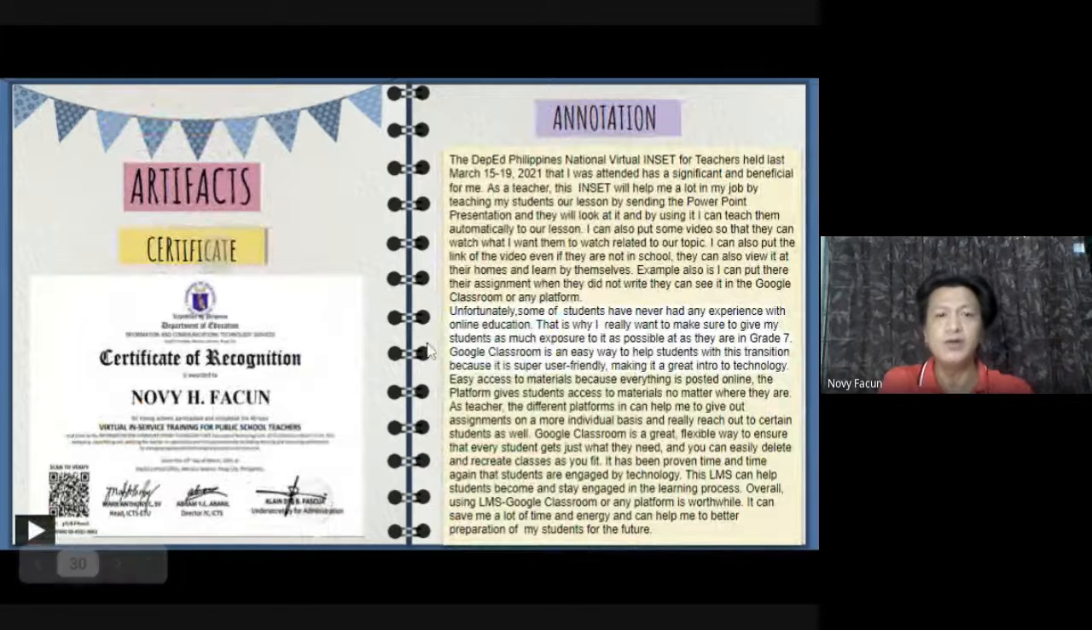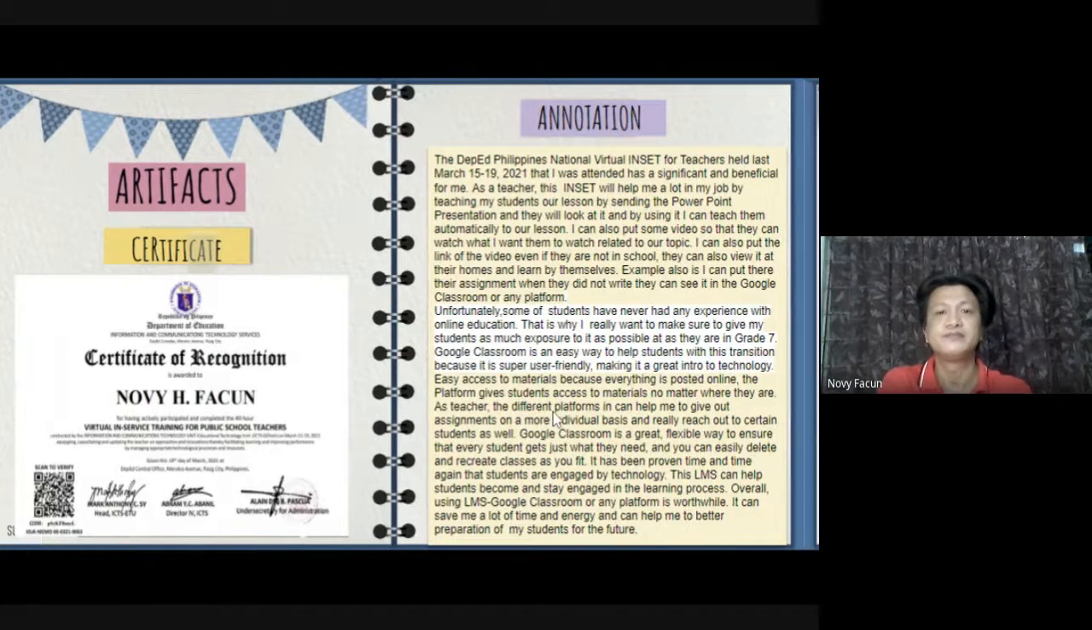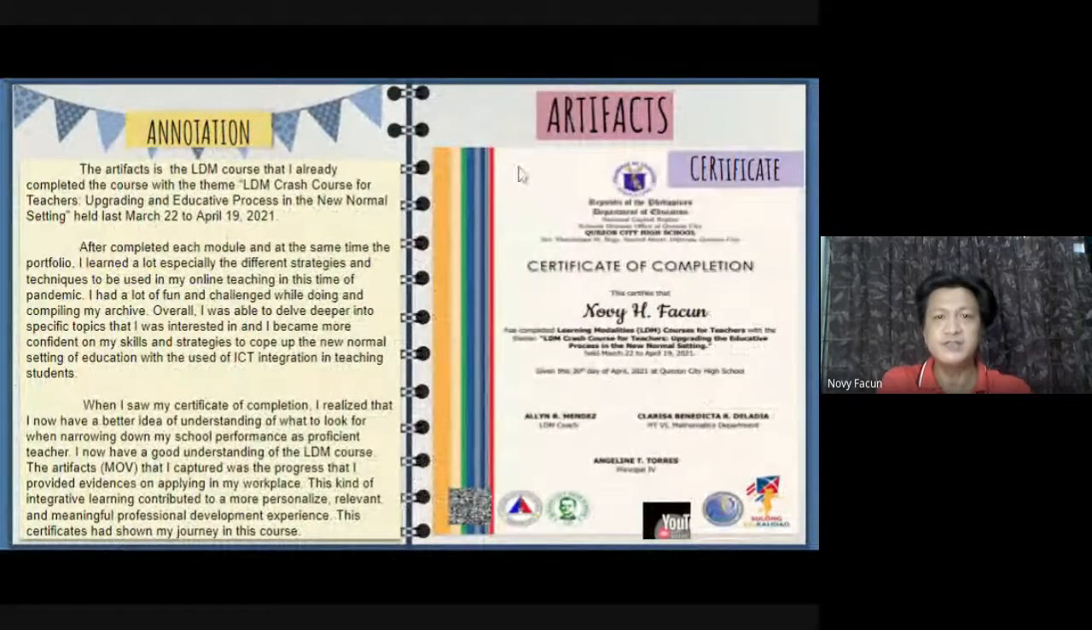And also, the DepEd Philippine National Virtual Inset for Teachers held last March 15 to 19. This is the certificate of recognition. Okay, of course that is our output, di ba? We took a test, there was a quiz on the DepEd website. And this is my artifacts.